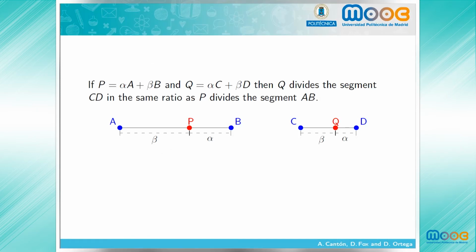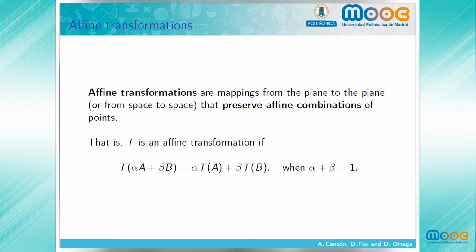If P is an affine combination of points A and B and Q is an affine combination of points C and D with the same coefficients, then Q divides the segment CD in the same ratio as P divides the segment AB. And this is also true even when alpha or beta are negative. Affine transformations. Affine transformations are mappings from the plane to the plane or from space to space that preserve affine combinations of points. That is, if T is an affine transformation and P is an affine combination of points A and B with coefficients alpha and beta, then the image of P is an affine combination of points TA, TB with the same coefficients alpha and beta.